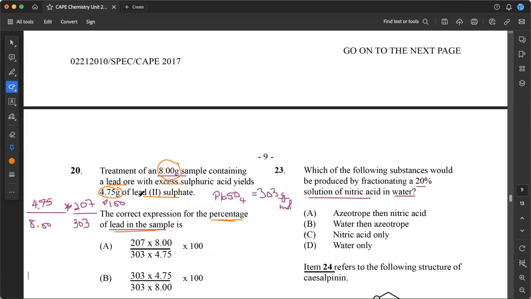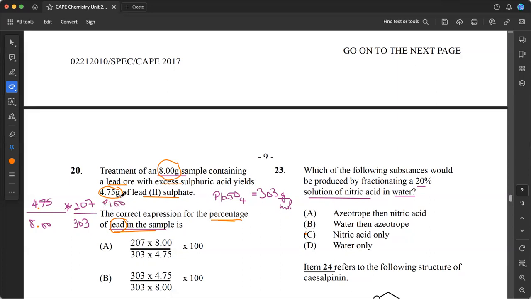And then now, because we want to find out how much lead was in the original sample, we have to say, okay, what's the mass of lead? The mass of lead in lead 2 sulfate is 207, and the total mass of the lead sulfate is 303. So the fraction of lead that's in the lead sulfate is 207 divided by 303. And finally, for the percentage conversion, we multiply by 100, okay?